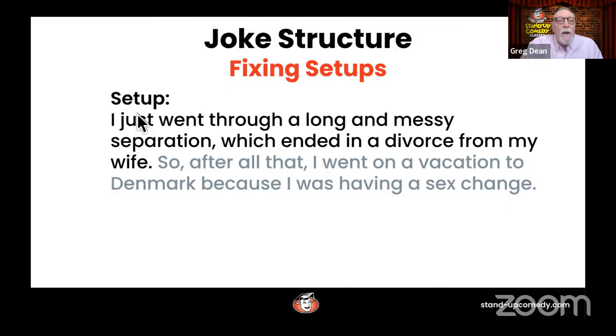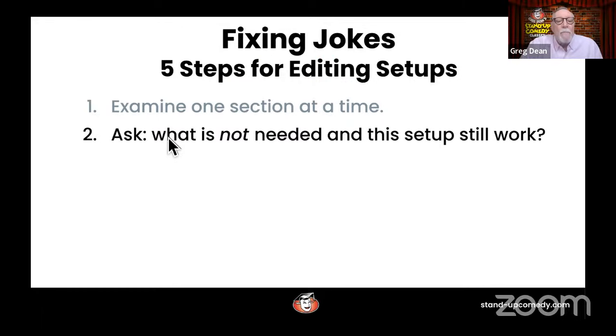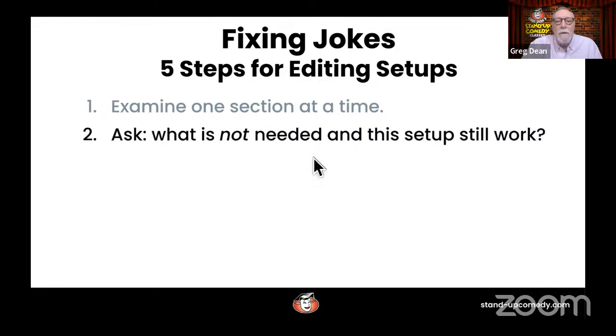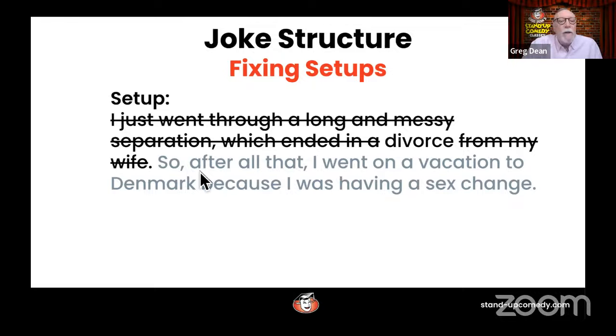I just went through a long and messy separation, which ended in a divorce from my wife. Do we need to say all of that? First of all, do I need to say that it was a long and messy separation? That's one of the ideas that we don't need in there. So ask yourself, what is not needed? That part of it is not needed. And "from my wife": if you get a divorce, it's pretty much going to be from a spouse of some kind. So that's just part of the joke.